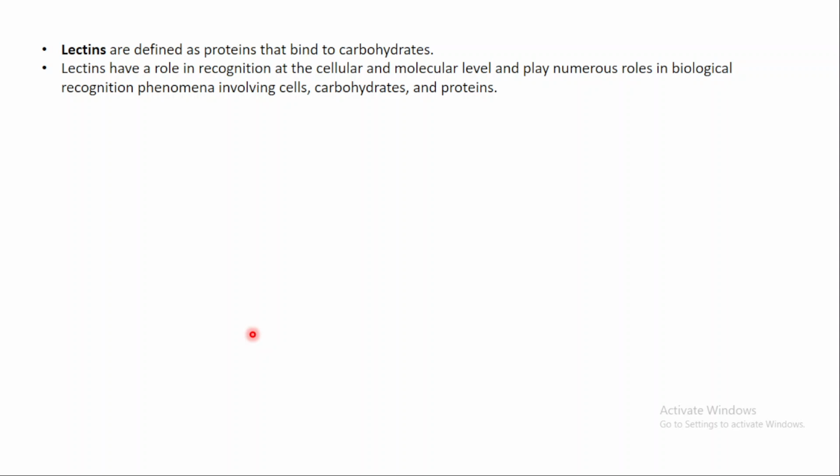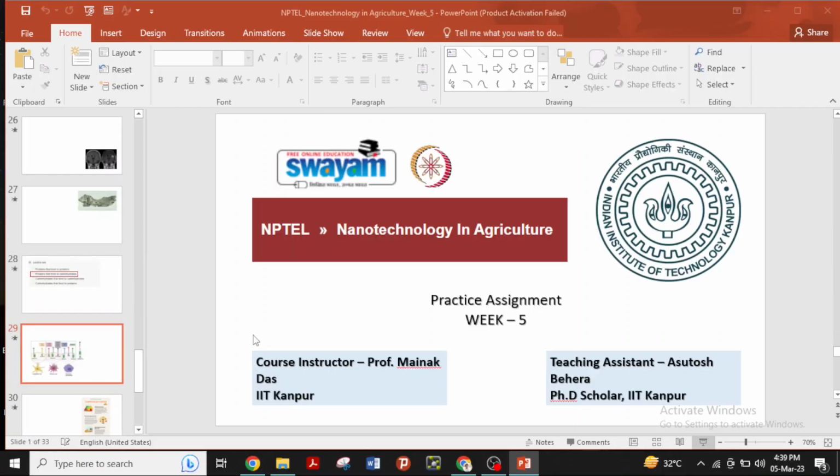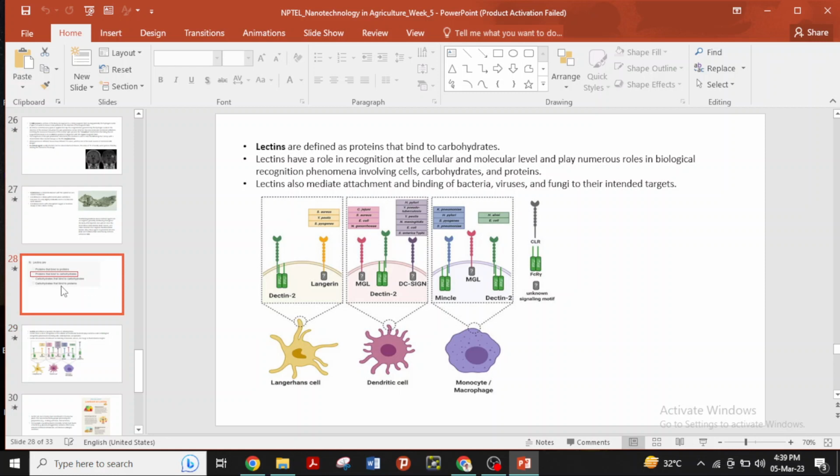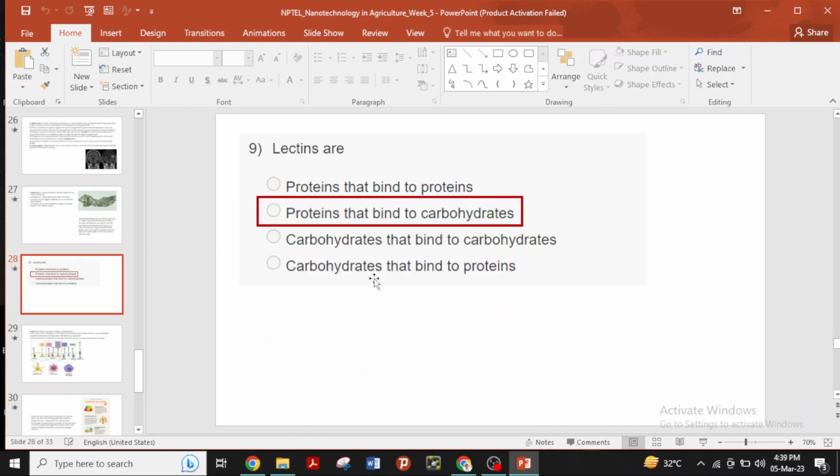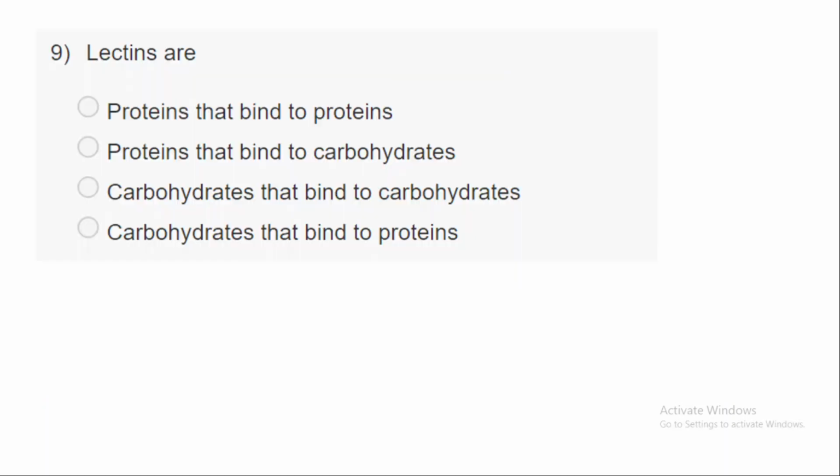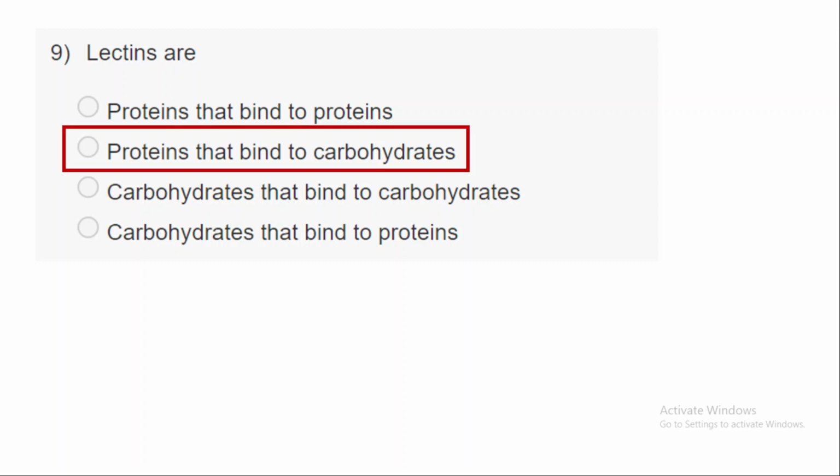Roshan is asking if the answer is 4. I think the answer should be proteins that are binding to carbohydrates. Lectins are proteins that bind carbohydrates. I think B is the correct answer. That's what I know, and that's what was mentioned also. So lectins are definitely protein, Roshan. I would like to stand with my answer.